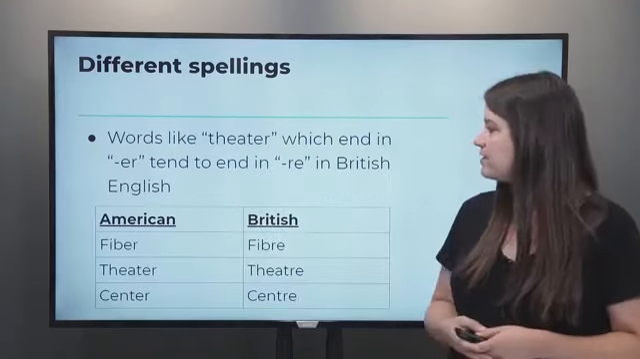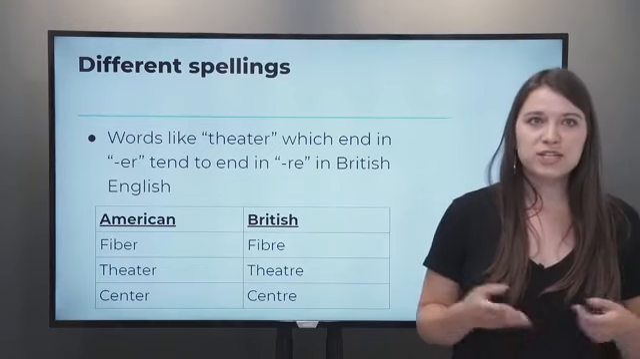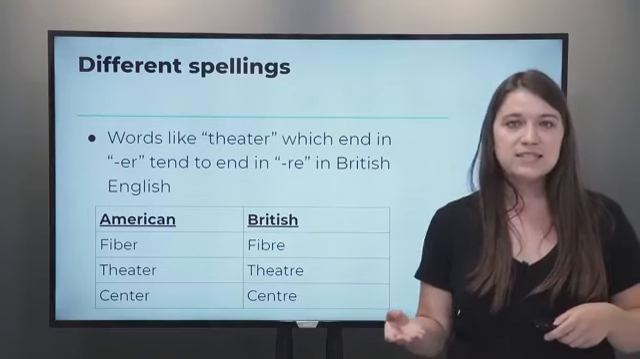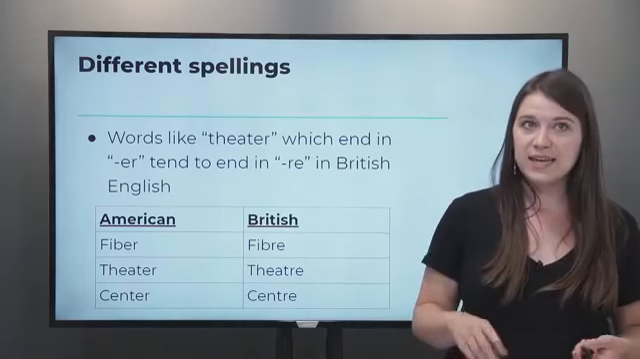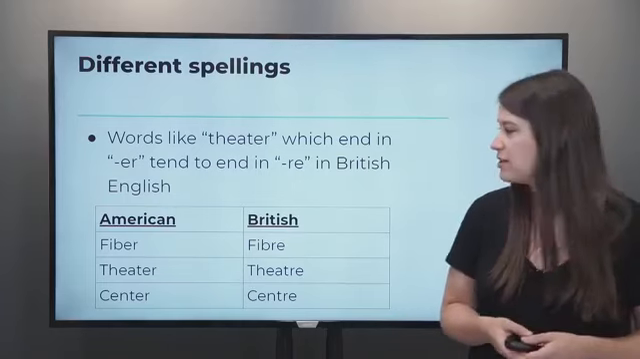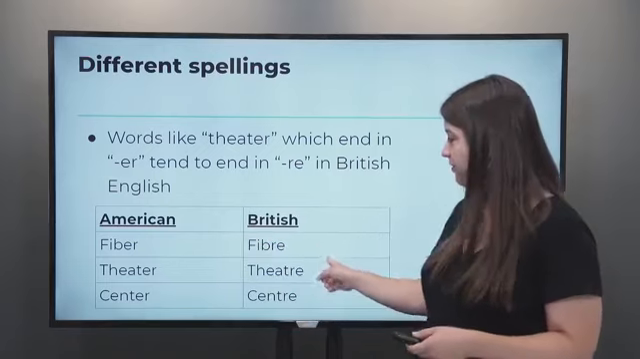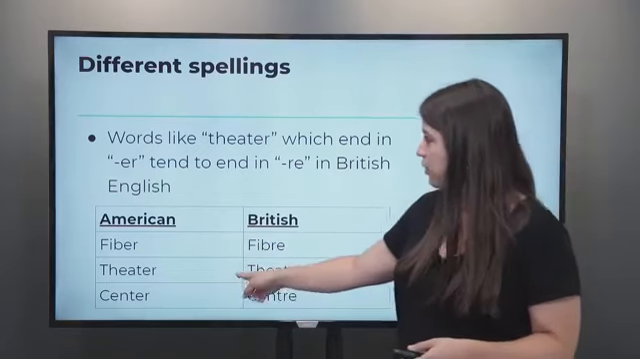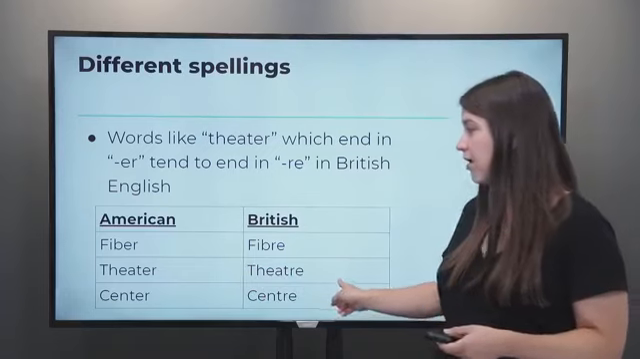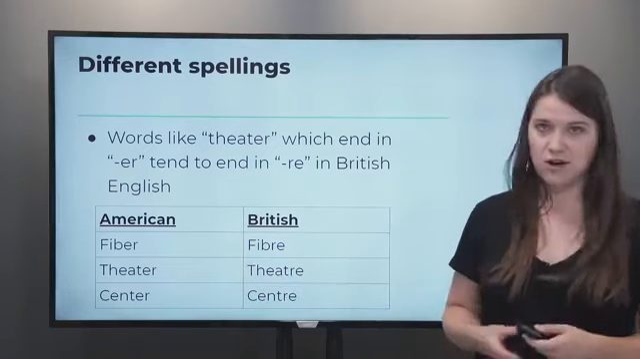All right, some other examples. Words like theater, which end in ER, tend to end in RE in British English. Okay, let's look at a few examples here. So we have fiber, ER, fiber, RE, theater, ER, theater, RE, center, ER, center, RE.